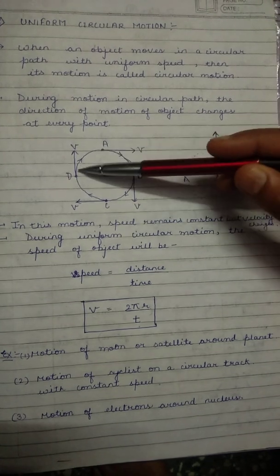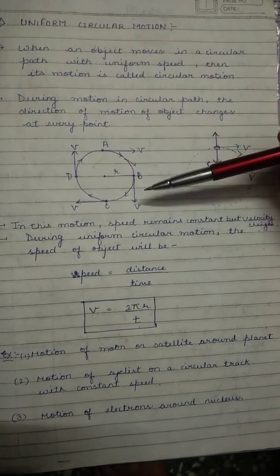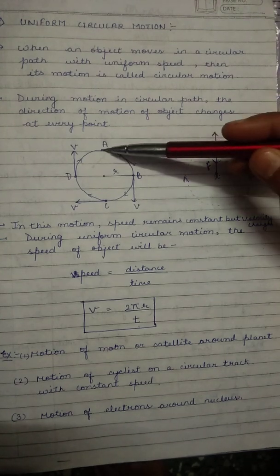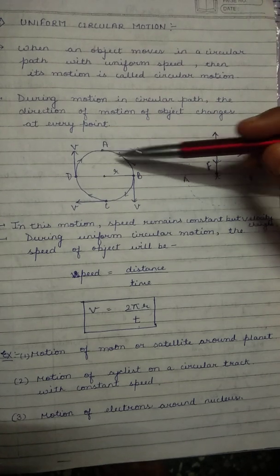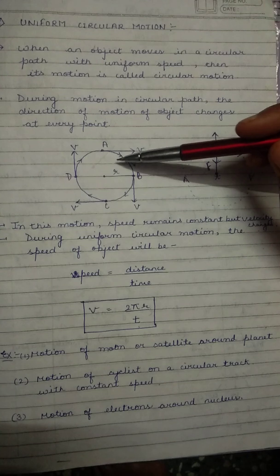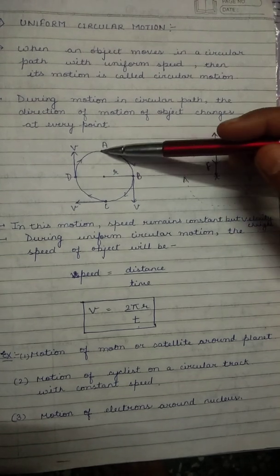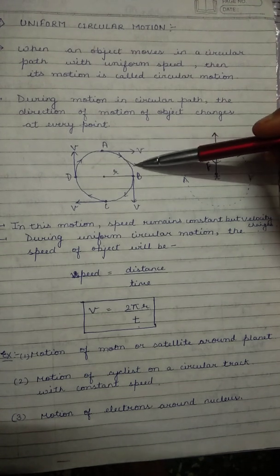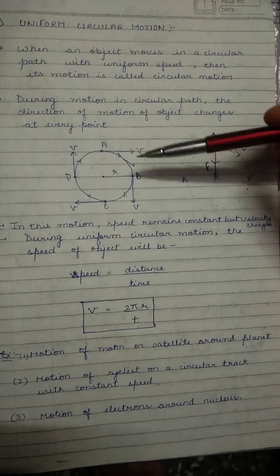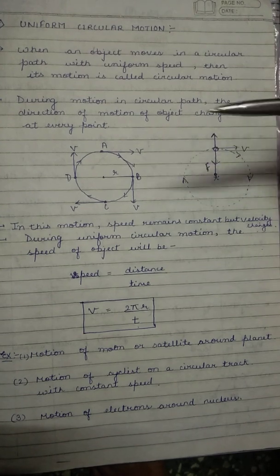Okay, when the object moves on the circular path, then at every point its direction changes. And what will be the direction of the object? The direction of the object is tangential to its position, because the path is circular. So at every point, if we draw a tangent, then at that point the tangent will give the direction. Suppose at point A the direction of motion will be this, at B this. So the tangent at every point will give the direction of the motion.